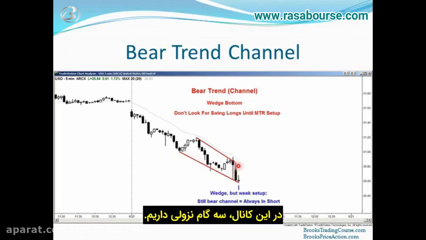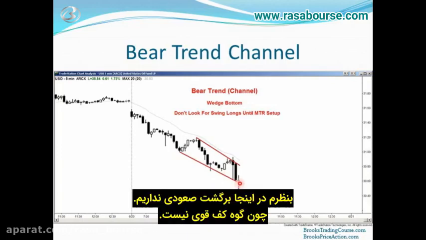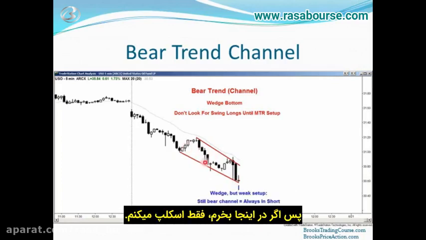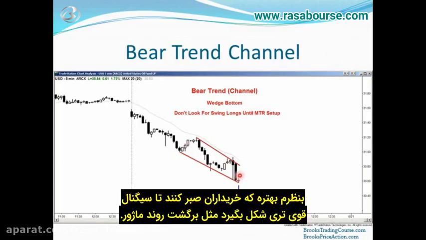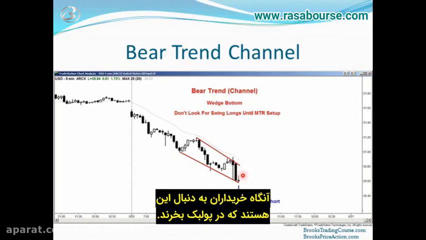After 3 pushes down in a channel, we probably will get 2 legs sideways to up. To me, this is not a bull reversal. It's not a strong wedge bottom. So if I were buying here, I would only be buying for a scalp. I think the market's still always in short. I think it's better for the bulls to wait for a stronger signal, like maybe a major trend reversal. So if we get a strong rally, bulls will look to buy a pullback.